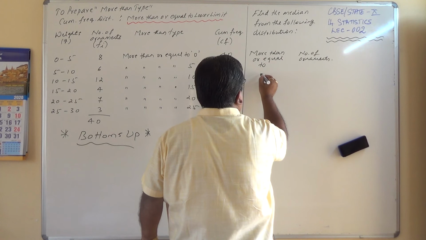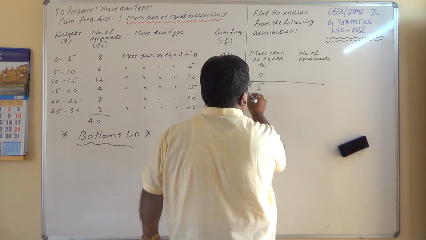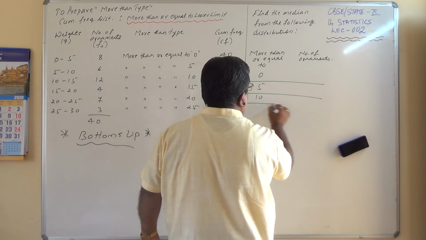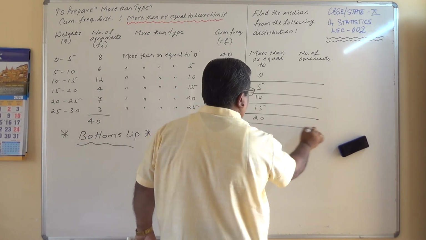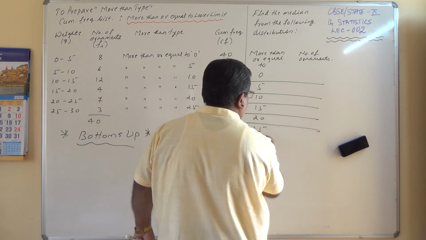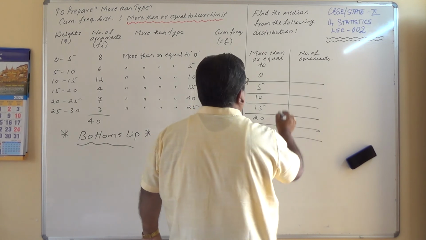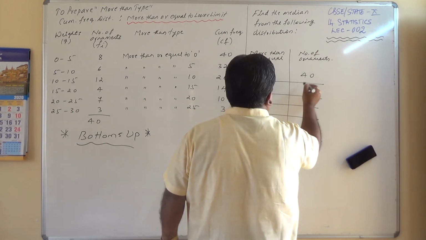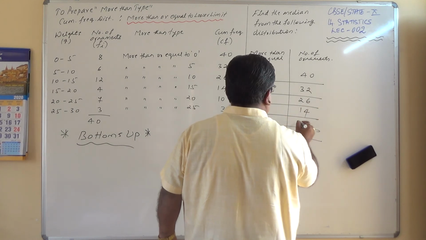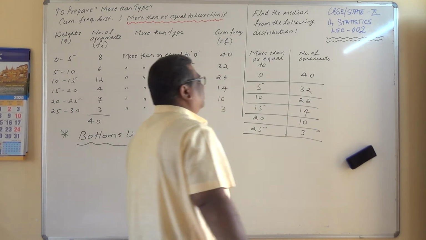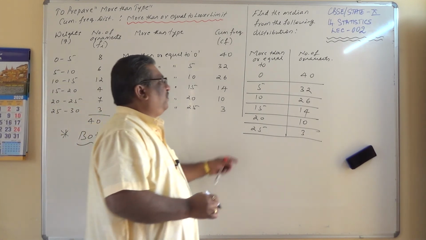More than or equal to 0, 5, 10, 15, 20 and 25. This is what is given to you. Number of ornaments. Here this is 40, 32, 26, 14, 10, 3. Good. So if you put a table there, it is very easy to populate the values.